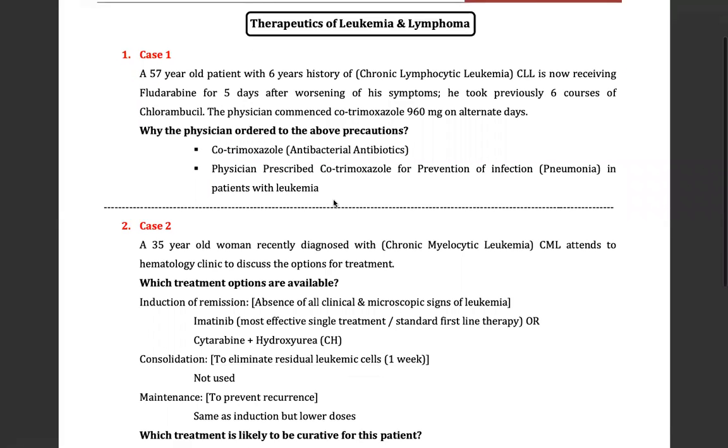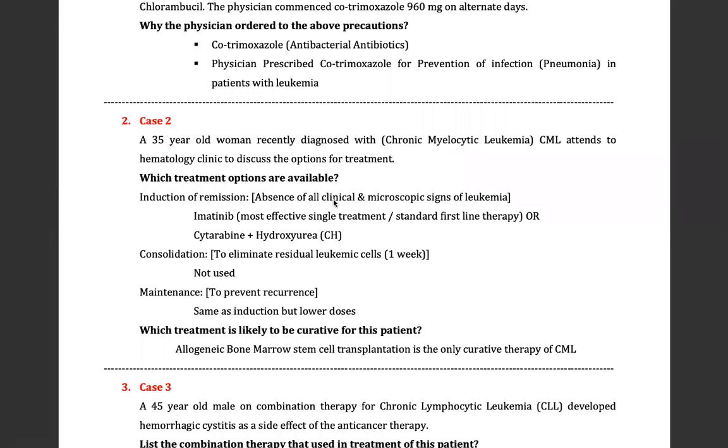Case 2. A 35-year-old woman recently diagnosed with chronic myelocytic leukemia, CML, attends the hematology clinic to discuss the options for treatment. Which treatment options are available?